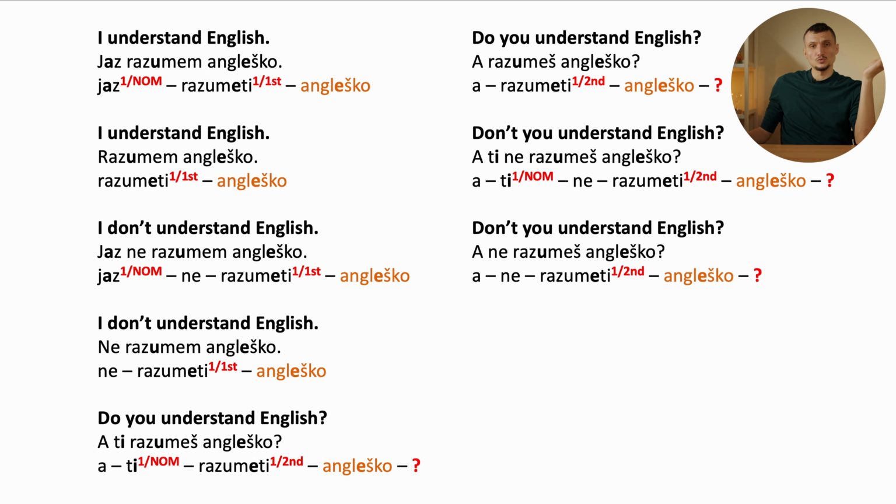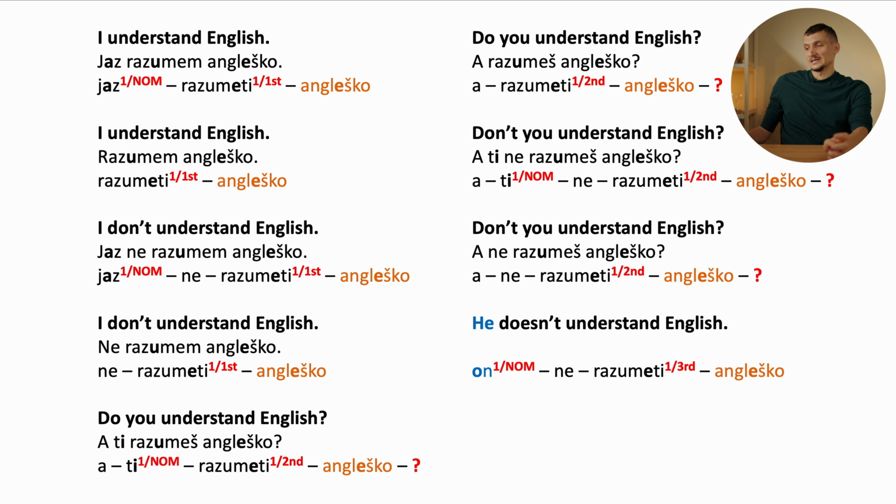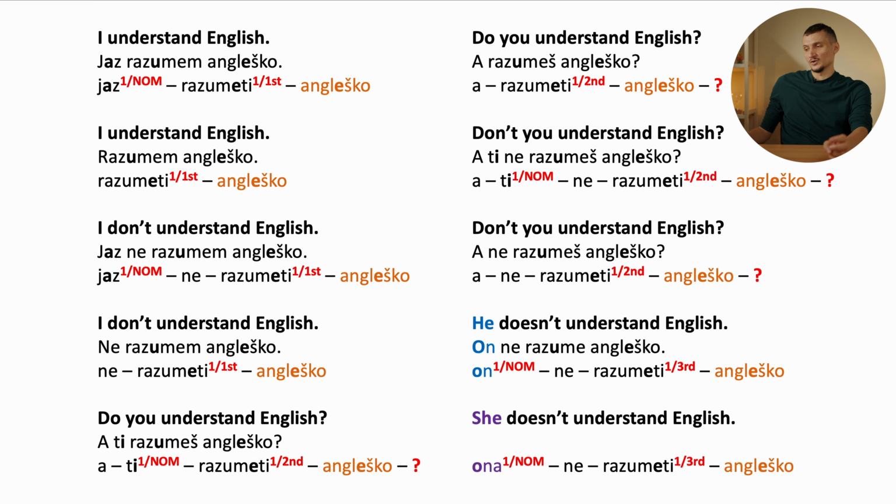A ne razumeš angliško? He doesn't understand English. On ne razume angliško. And she doesn't understand English is ona ne razume angliško.